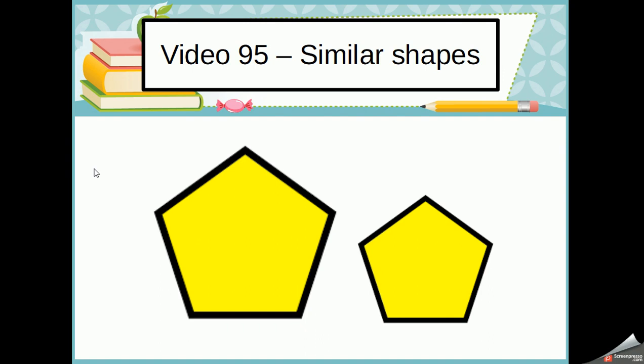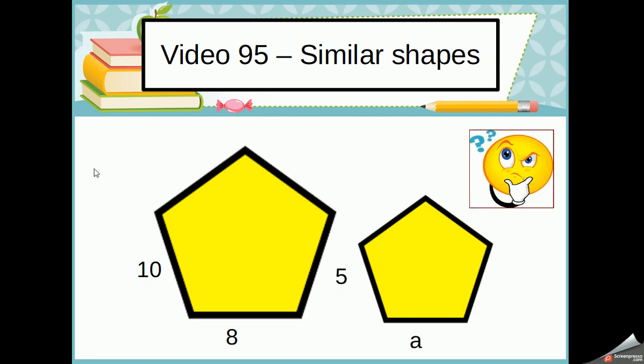So one of the common questions that comes up with similar shapes is when we've been given the measurements to certain sides and we have to work out the length of a missing side. Now, the trick to this is that the sides are in proportion. So for instance, here, the side that is 5 units in length on the smaller pentagon, whereas it's 10 on the larger pentagon, that tells me that any side on the larger pentagon will be double the size of the side on the smaller pentagon.